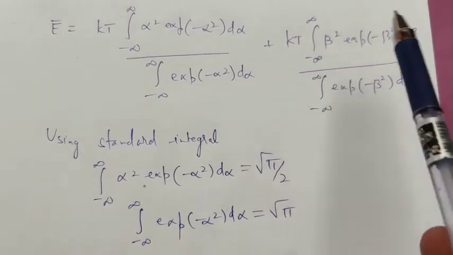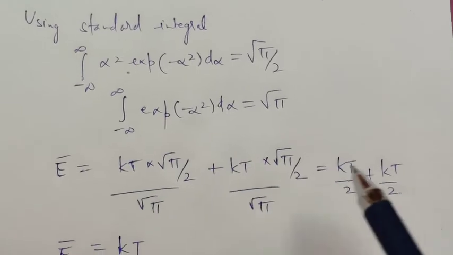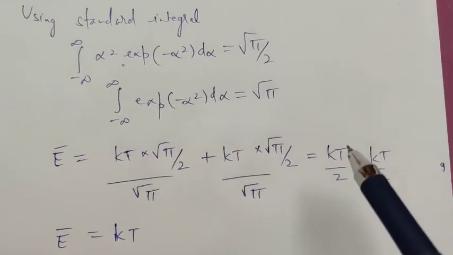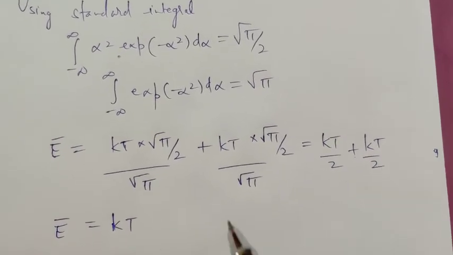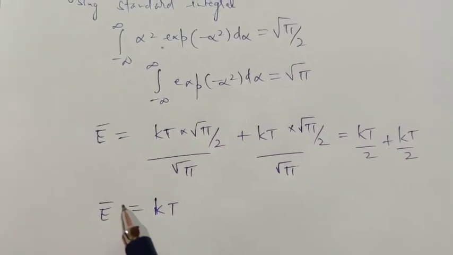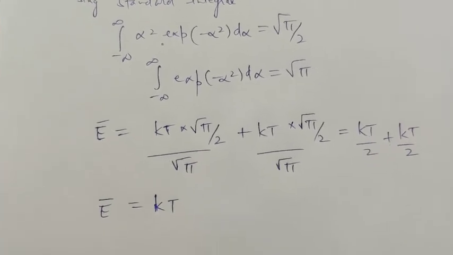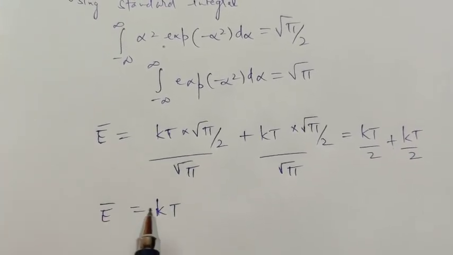Similarly, this is also of this form. So putting this value and by solving this, we will get kT by 2, kT by 2. This is kT. So the average energy for one harmonic oscillator will be kT.